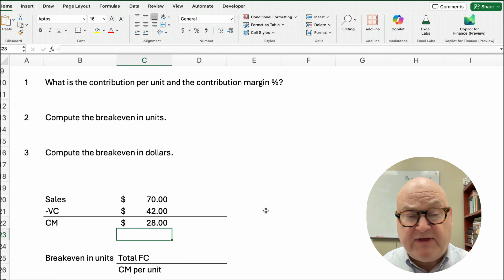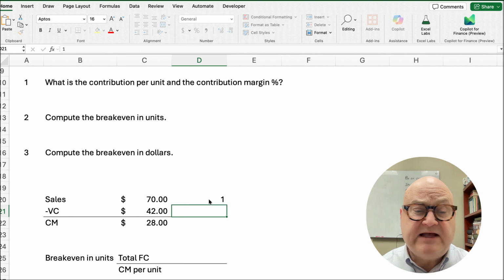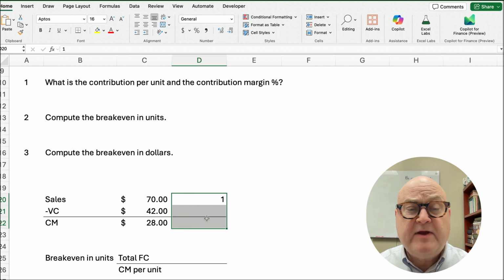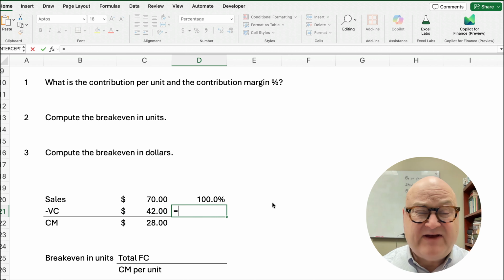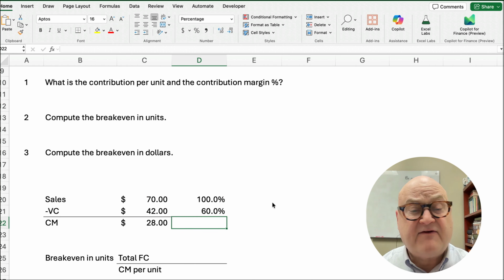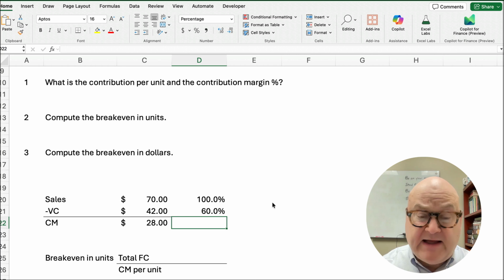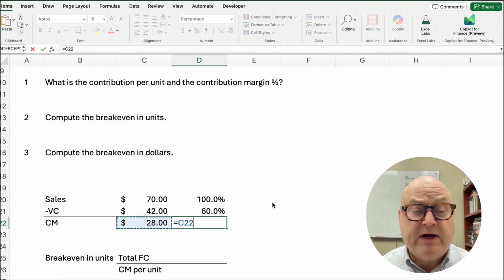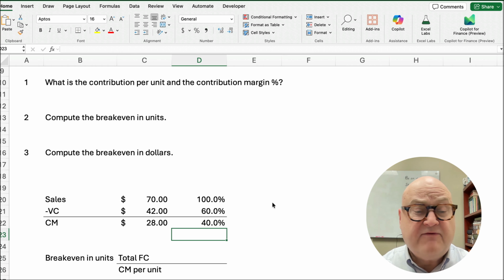Now, it's helpful to think about the percentage. We're always going to make the sales to be 100%. So let me make percentages here. Our sales price is 100%. And if I take 42 divided by the 70, I'm going to get 60% is our variable cost. And then our contribution margin is 28 divided by the 70, and that's going to be 40%.